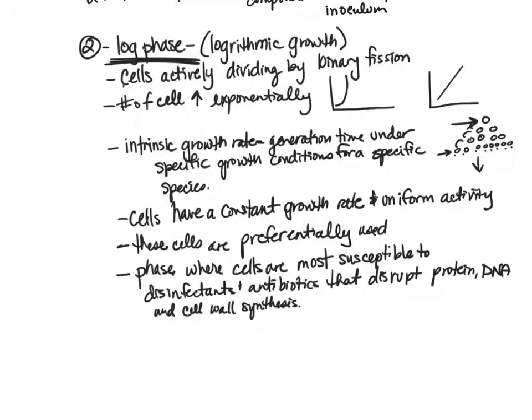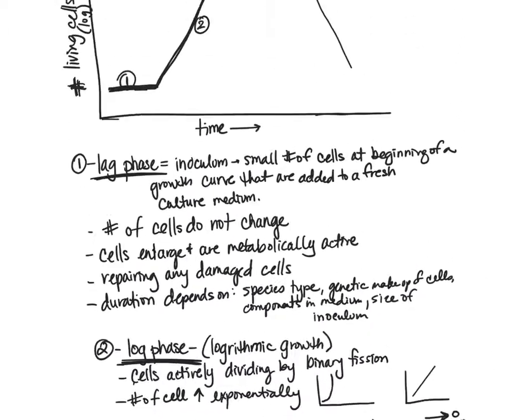Because this, again, is when they are going through growth. This is when they're metabolically active. So this is when they're making proteins. This is when they're making DNA for replication or for division. This is when they're making cell walls while they're dividing. So this is when we really want to catch these bacteria and give antibiotics or spray with disinfectants in order to stop the growth from happening. So our log phase is a pretty important phase.